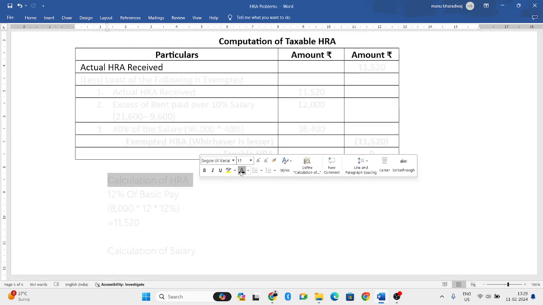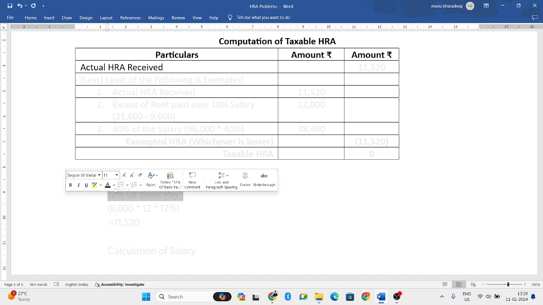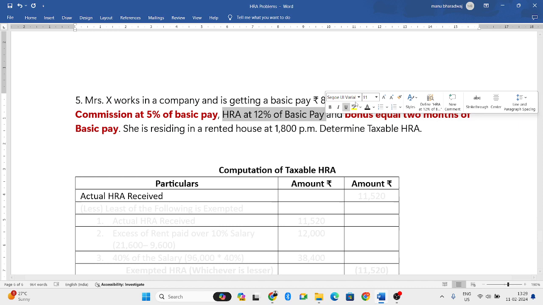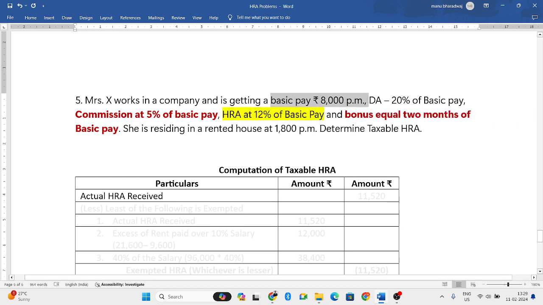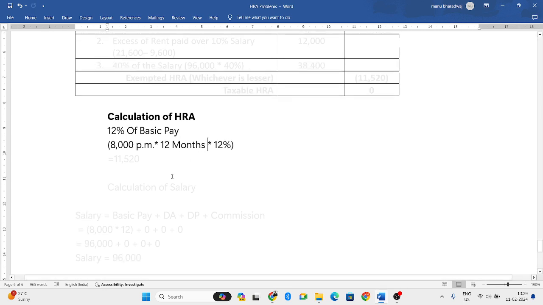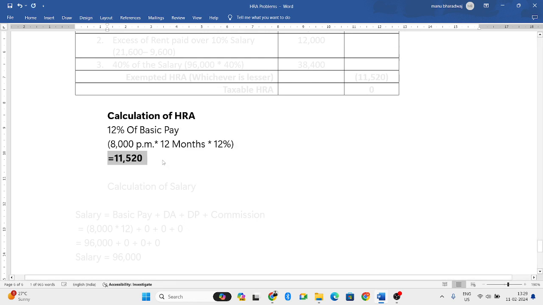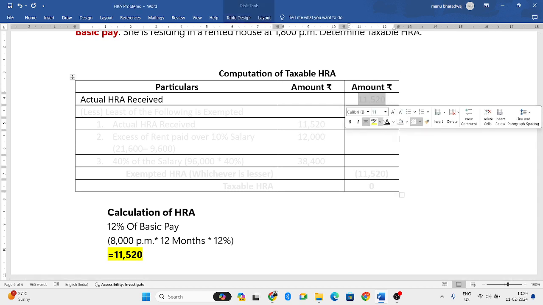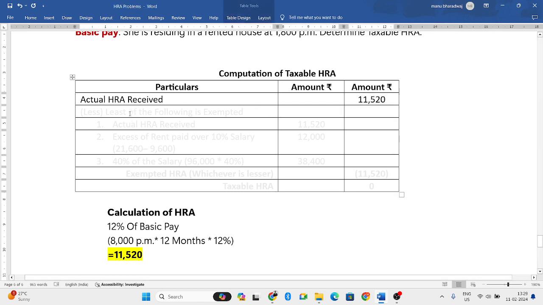So calculation of HRA. They have told that HRA is 12% of the basic pay. Here they have said, see, HRA at 12% of basic pay. So what is basic pay? Basic pay is 8,000 per month, into 12 months. So whatever the value we get, out of that 12% is your HRA. So which is nothing but 11,520 is your HRA. So actual HRA received is 11,520.